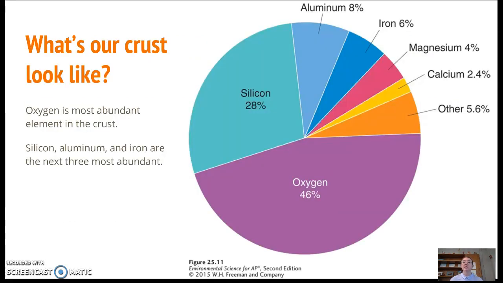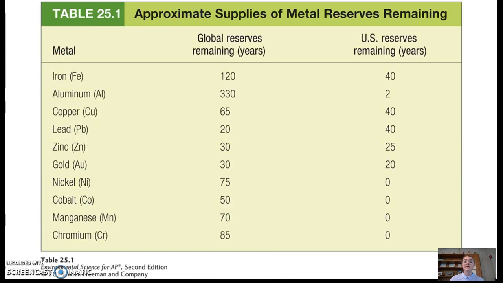So, we know we have this stuff in our crust. So, what's the makeup of it? Oxygen is overall the most abundant element in our crust, followed by silicon, aluminum, and iron. This table here shows the approximate supplies of the metal reserves remaining. So here you can see the global reserves remaining, how many years, if we continue with the use that we have now, how many years is that going to last us? And then you look at how much the United States has.